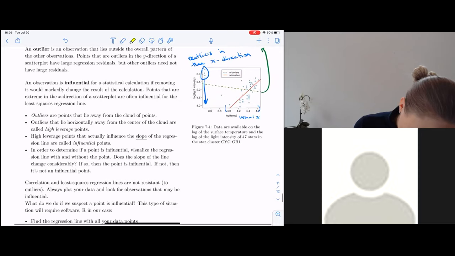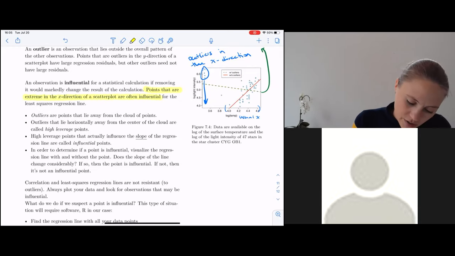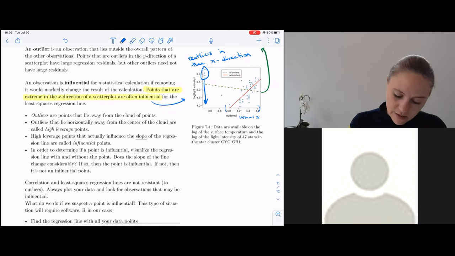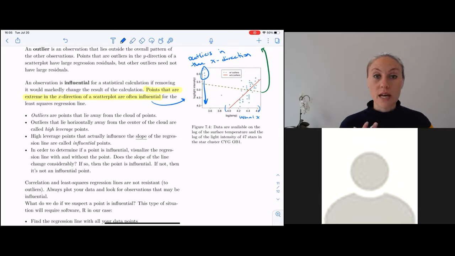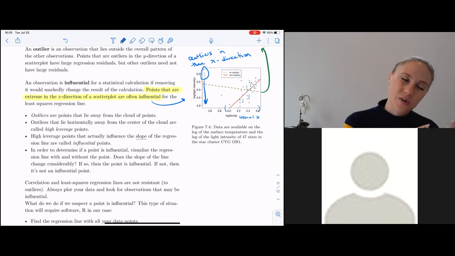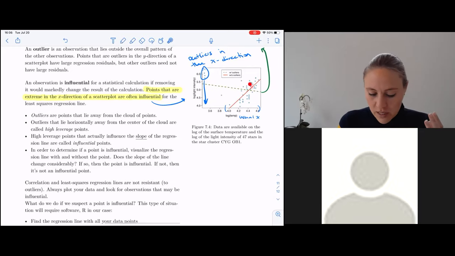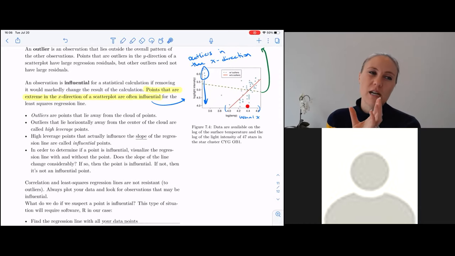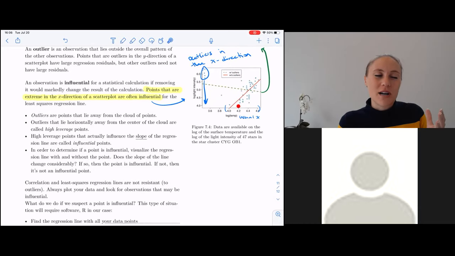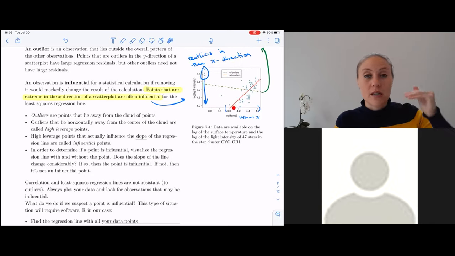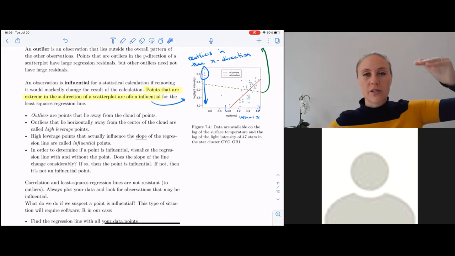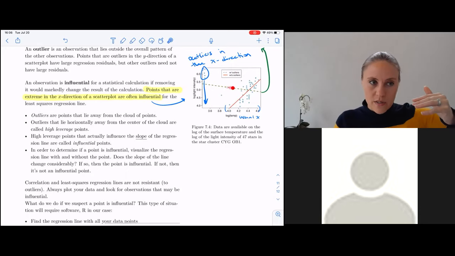So points that are extreme in the x direction of a scatter plot are often influential, and that's what we're seeing here. That's what extreme in the x direction is saying. If you've got most of your data points down here in this range of x, and then you've got some points outside that range of x, they're usually influential because they teeter-totter that line towards them.